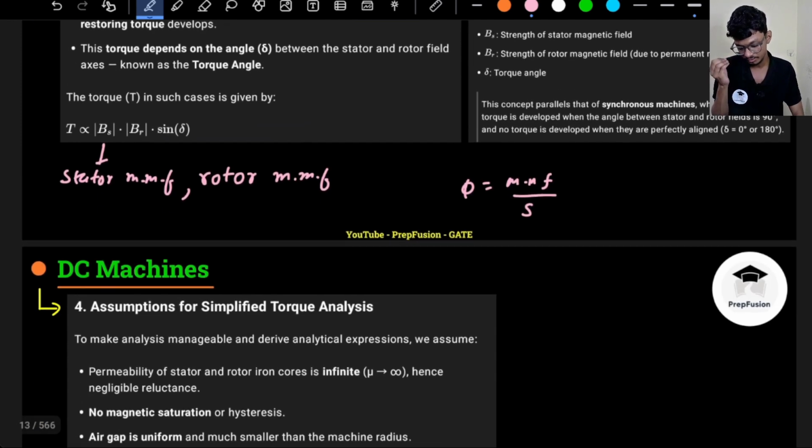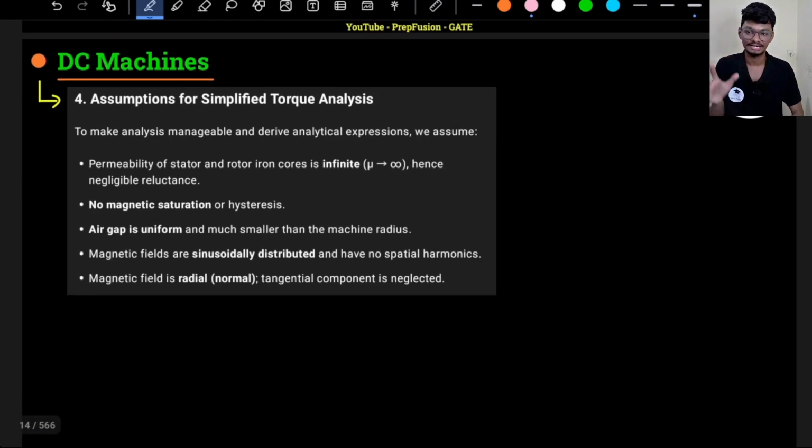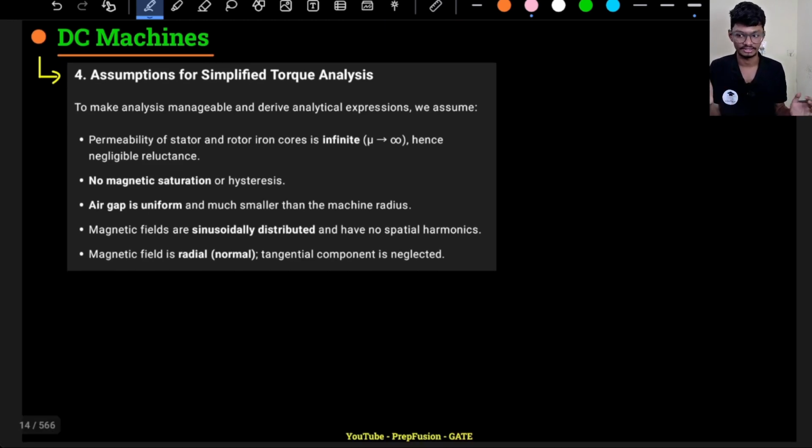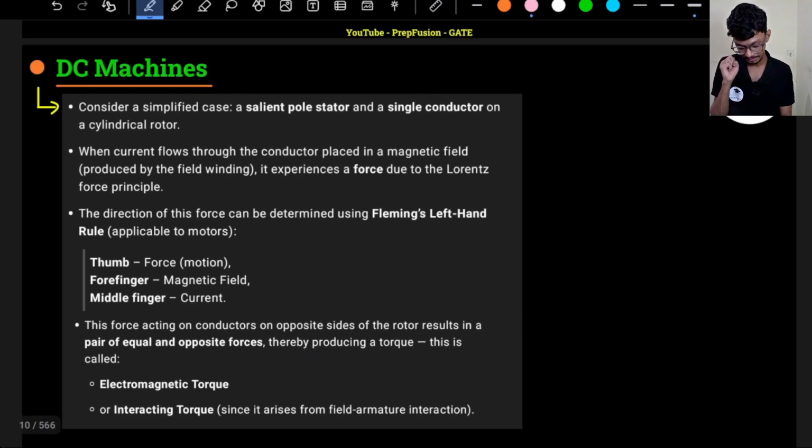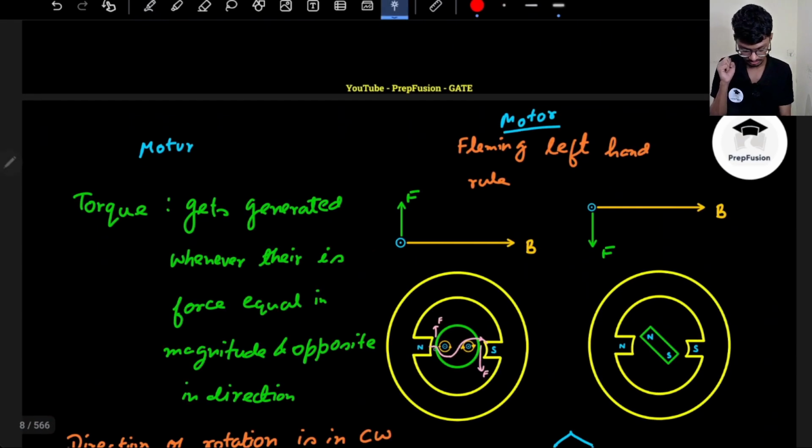Okay. Now a few assumptions we need to make while doing this kind of torque analysis. What kind of assumptions have I made? That the permeability of the stator and rotor are infinite, because I want the flux to be the same throughout, but it will not be infinity, right? There will be some reluctance. So the magnetic field will keep on changing at different positions. There is no magnetic saturation. Ideally, practically there will be magnetic saturation. The air gap is uniform and much smaller than the machine radius. If I don't assume the air gap to be uniform, again the reluctance will change. If the reluctance changes, the magnetic field values also will keep on changing.